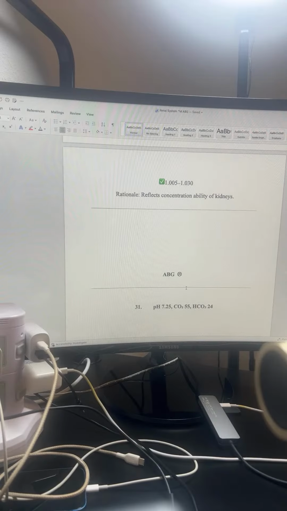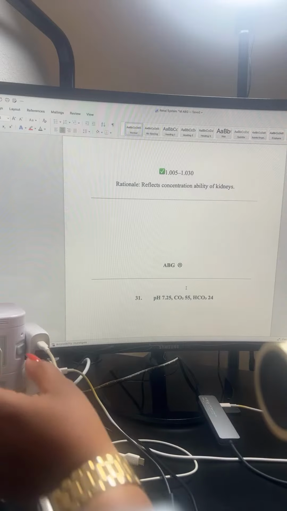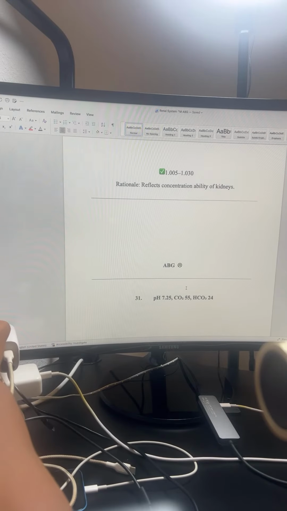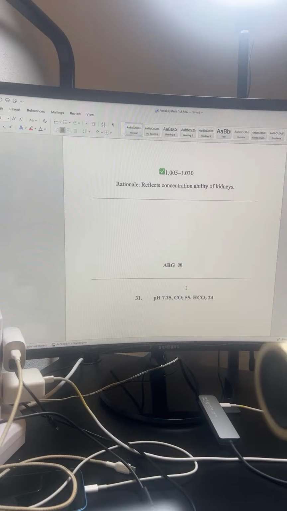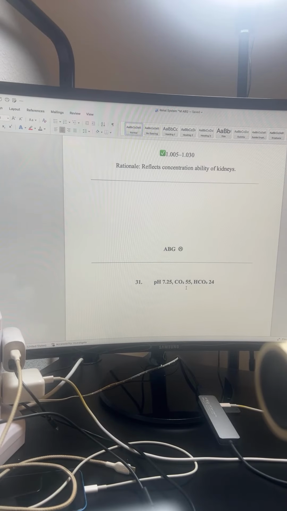And then, oh Lord, I thought I was finished. How many questions do I have? I think I have about 5 more questions. How many pages? Oh my goodness, that's a lot. All right, let's see what this is saying.